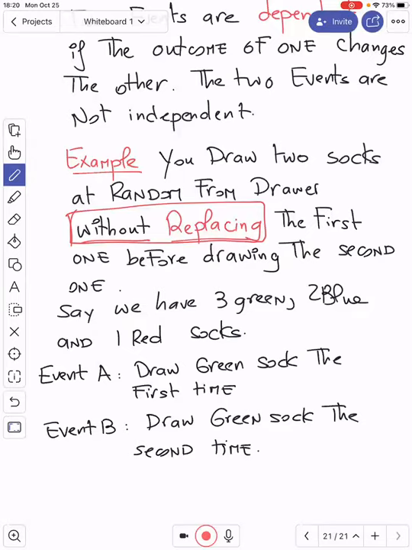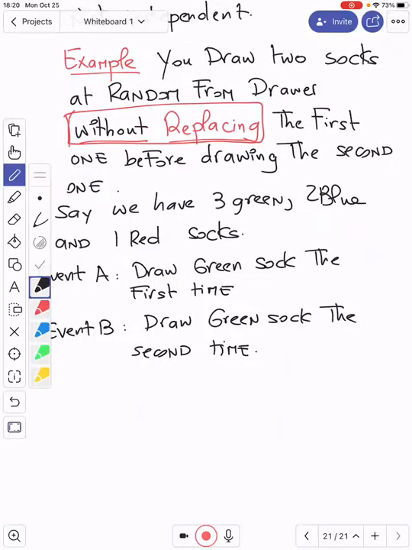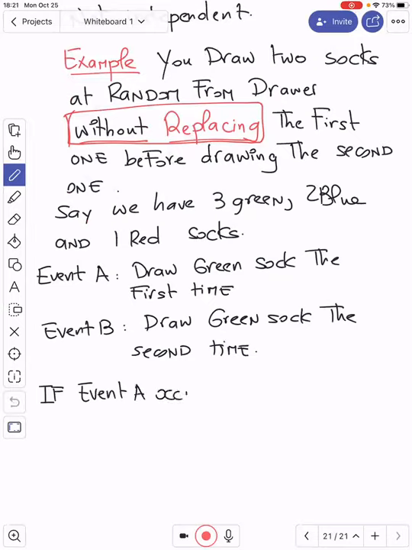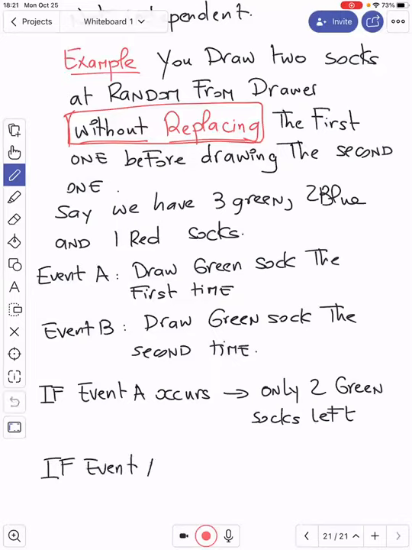So what I'm saying here is that if the event A occurs, then, remember, in event B you're going to draw a green sock the second time. There are three green socks, so if you draw a green sock first, there are only two green socks left. But if the event A does not occur, we still have three green socks left.